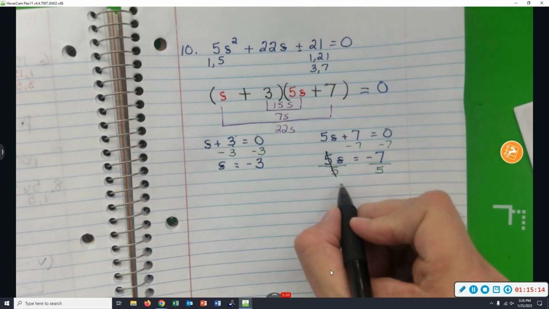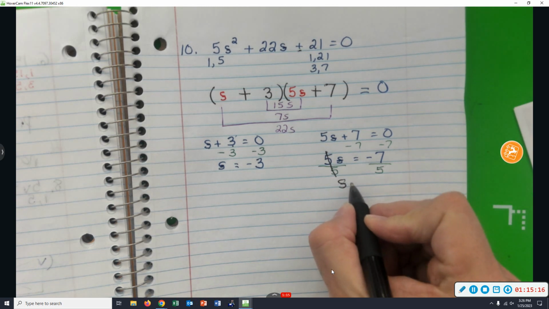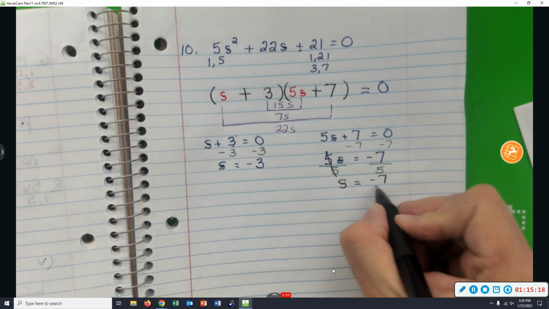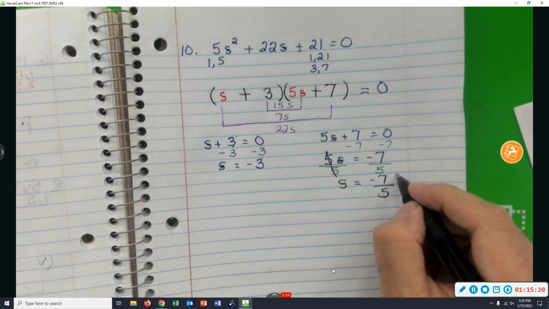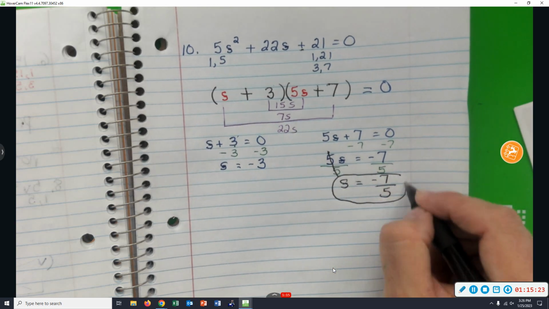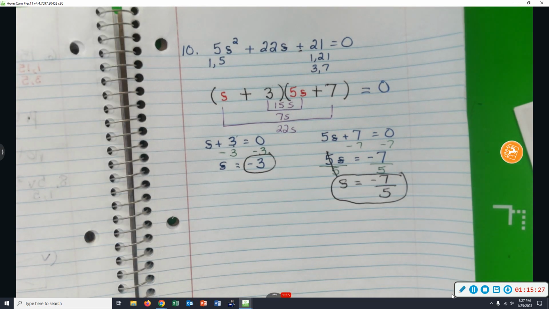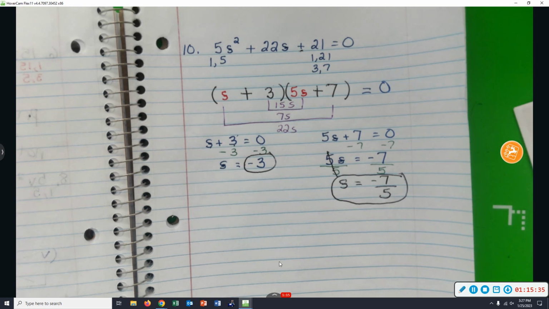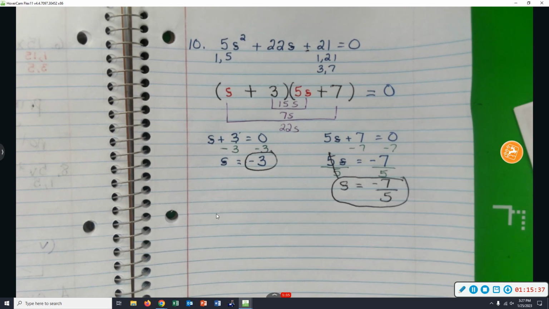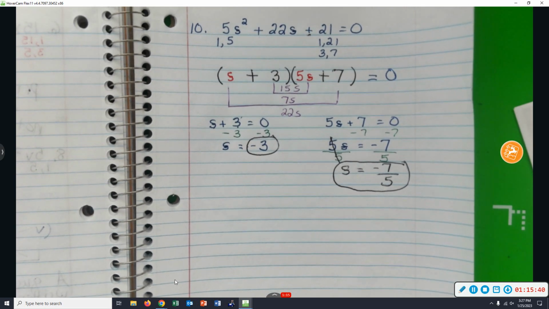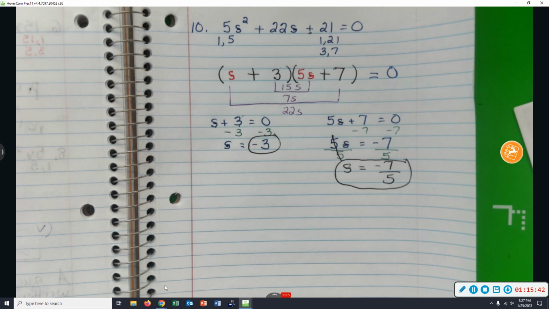And I guess I'll just write it s equals negative 7 over 5. We have two numbers, negative 7 over 5 and negative 3, as the answers. What we're doing there is called solving a quadratic equation. Someone asked, what did you do in class today? You could say factoring, or you could say we started solving quadratic equations. You'll impress people. That sounds smart.